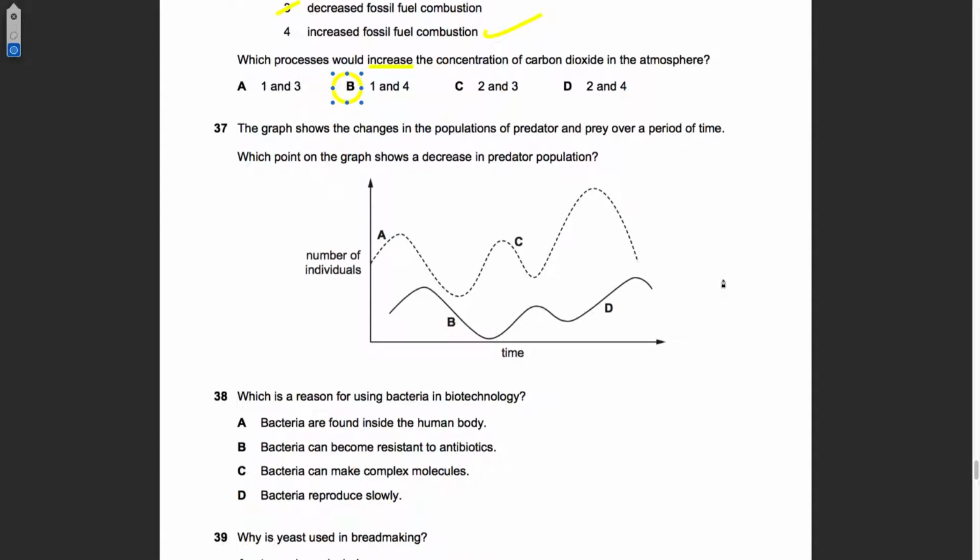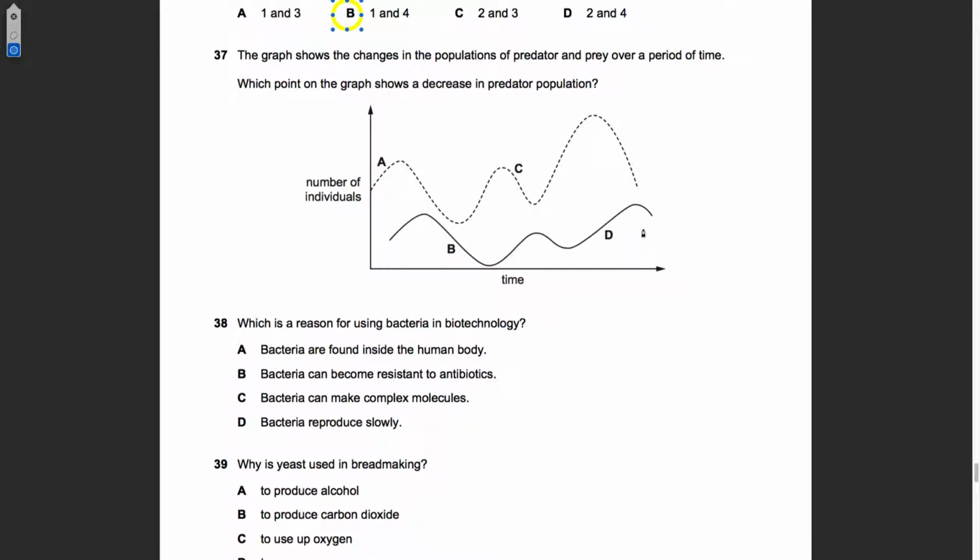Okay, last little section now. Graph shows the changes in the population of predator and prey over a period of time. Which point on the graph shows a decrease in predator population? First of all, you need to identify which of these lines represents the prey and which one represents the predator. Easy way to remember it is there's always less of the predator. There'll be more of the prey. Just in your general food chains, because there's so much energy lost as you move along a food chain, there's fewer of the predator at the next trophic level than the organism below, the prey.